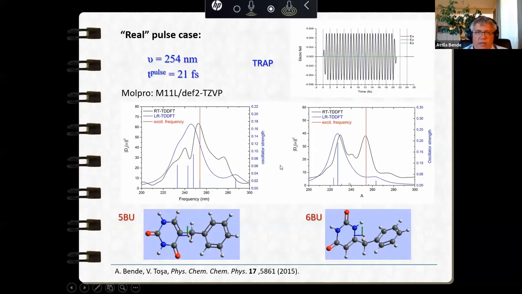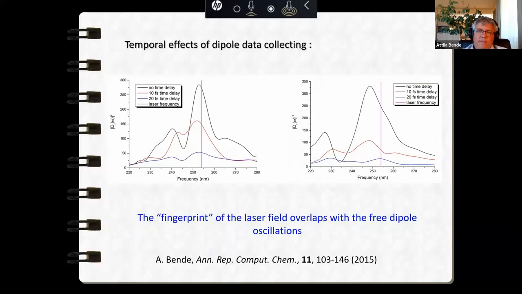Just for curiosity, even in this case, we can obtain the absorption spectra, but they are not a pure UV spectra, since also the presence of the laser pulse, the frequency of the laser pulse is in the spectra. Actually, not only the free oscillation of the molecular dipole gives the spectral shape, but also the oscillation induced by the pulse.